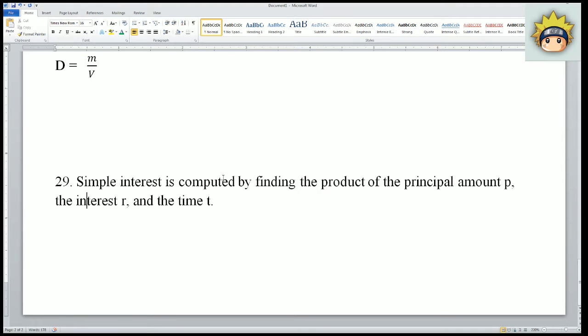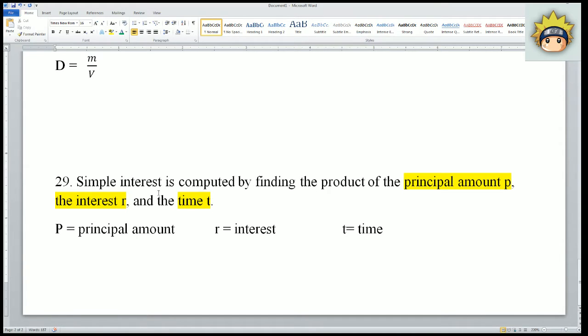Next, simple interest is computed by finding the product, so that's multiplication, of the principal amount P, that seems very important, the interest R, and the time T. So let's set some. P equals the principal amount. R is equal to the interest, and T is equal to the time.